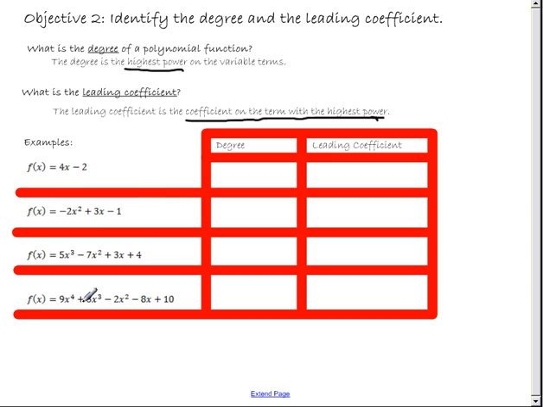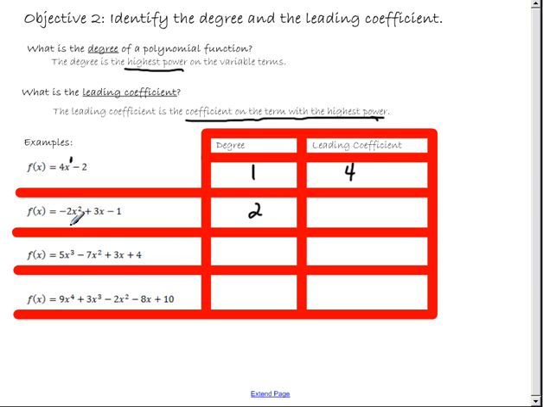For the functions that we listed on the previous slide, let's talk about what the degree and leading coefficient would be. The degree of 4x minus 2 is its highest power. Remember, x is understood to be to the first power, so the highest power is 1. The coefficient of that term is 4, which is the leading coefficient. What about for negative 2x squared plus 3x minus 1? The highest power is 2.